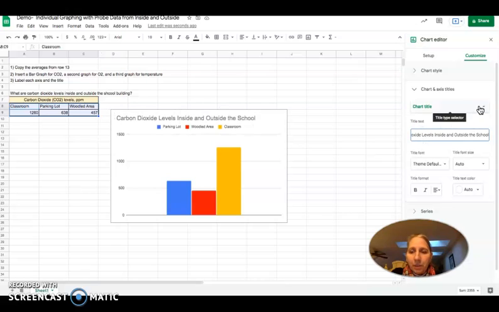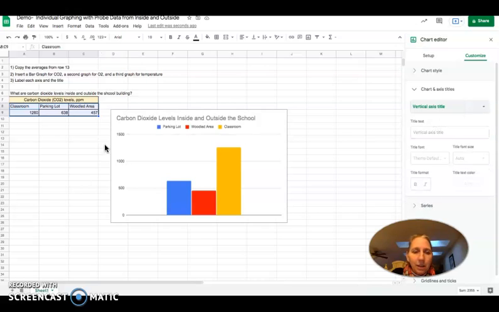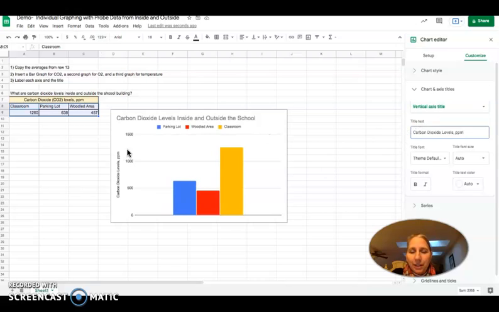The next one that I'm going to change is I'm going to scroll down and do the vertical axis, which is this axis over here, the y-axis, and this represents the carbon dioxide levels in parts per million. So I'm going to type that in here now. As soon as I type it in, it appears on the graph.